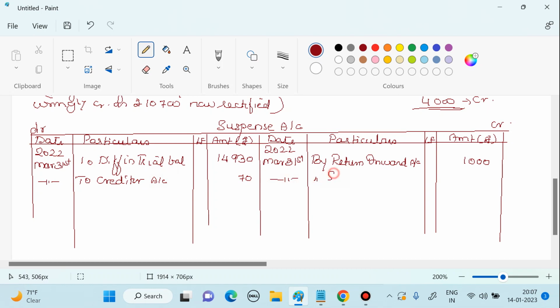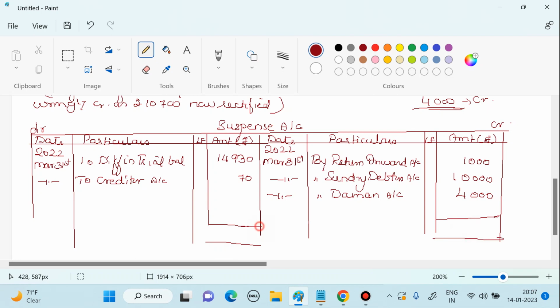So it is by sundry debtors account, 10,000. And Daman to suspense. So it is by Daman account, 4,000. Now, done. There is no other transaction. Total it up. 15,000. 15,000. See, you have identified all the errors and rectified it. That is why the suspense account balance got nullified through these rectification entries. Is it clear?